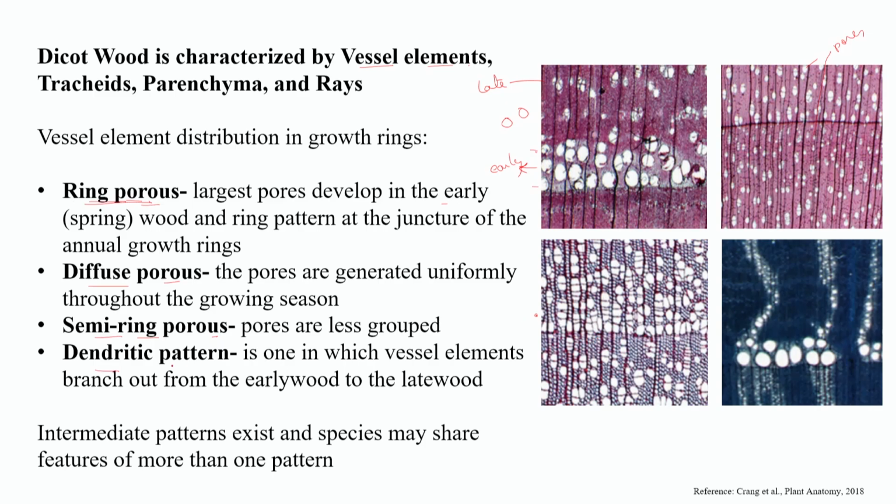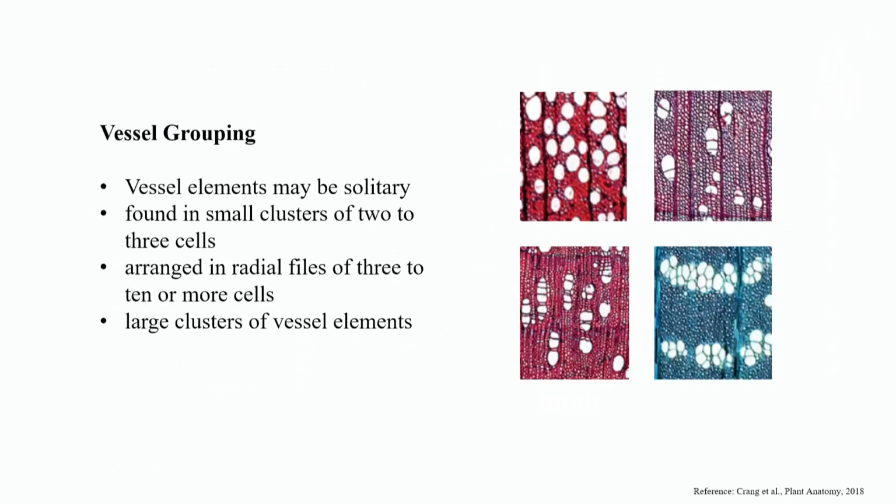Similarly, in dendritic pattern, you can see that the vessels are branching out from the early wood to the late wood. So this is known as dendritic pattern. However, intermediate patterns could also be observed.